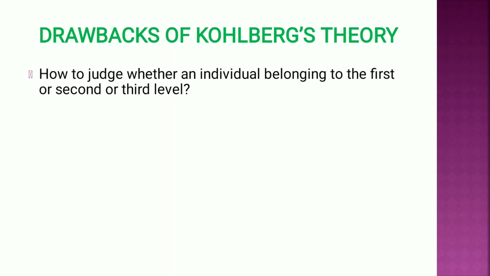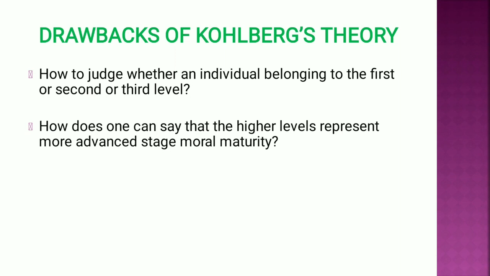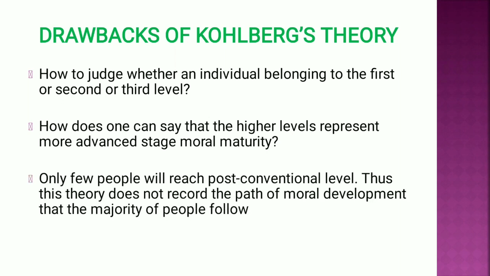What are the drawbacks of Kohlberg's theory? First, how to judge whether an individual belongs to the first, second or third level. It is a tedious process. Second, how can one say that the higher levels represent a more advanced stage of moral maturity? The third drawback is that only a few people will reach the post-conventional level. Thus, this theory does not record the path of moral development that the majority of people follow. So these are the drawbacks of Kohlberg's theory.